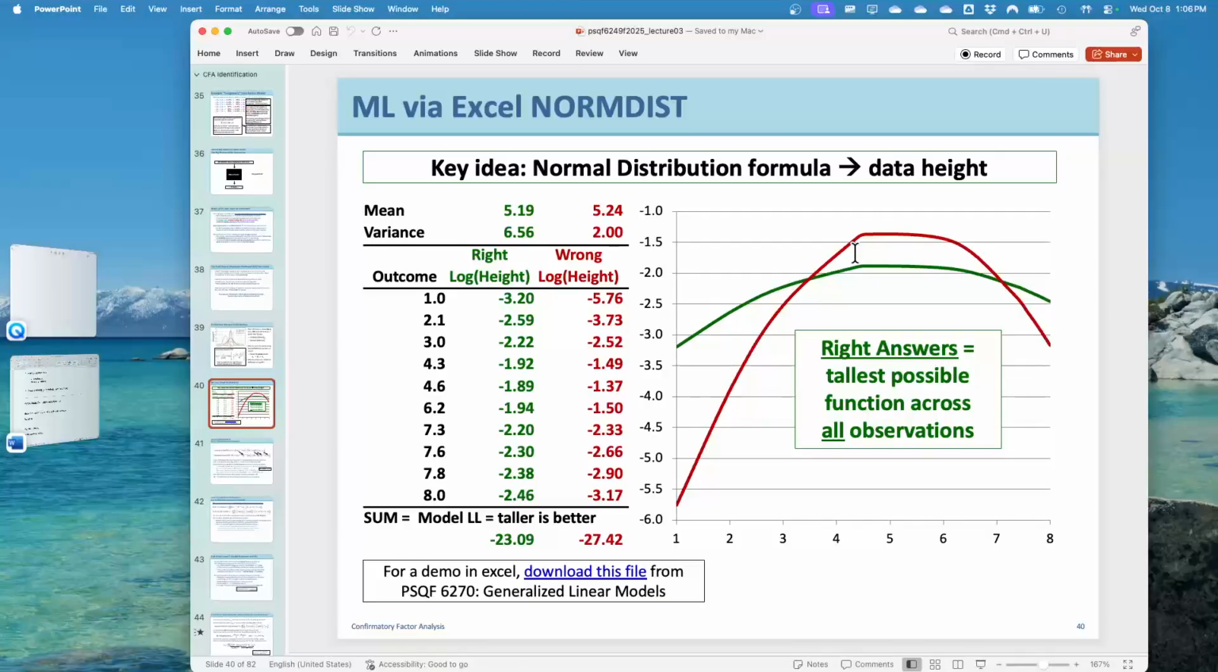Here, if we plug in a mean and a variance, right? Actually, pardon me. These are the values of the outcome. Under this mean and this variance, these are their heights. Under this mean and that variance, these are their heights, right? And so what we're looking for is to figure out the value of the mean and the variance that maximize our likelihood function.